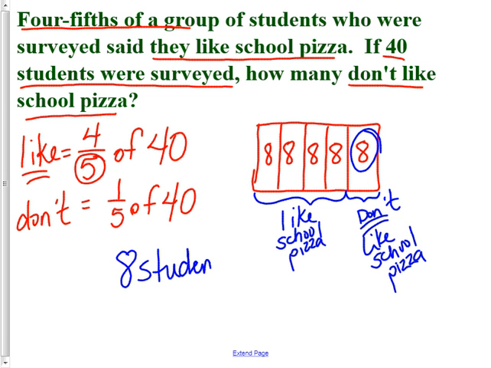Now, I could have done that one the same way I did the last one, but it starts to get a little bit cumbersome to write out that many letters. So if you understand this model, use this model. If not, then you could do the other way where you actually draw out all 40 people.